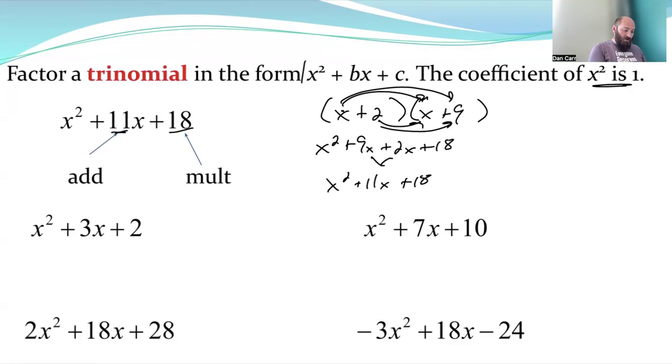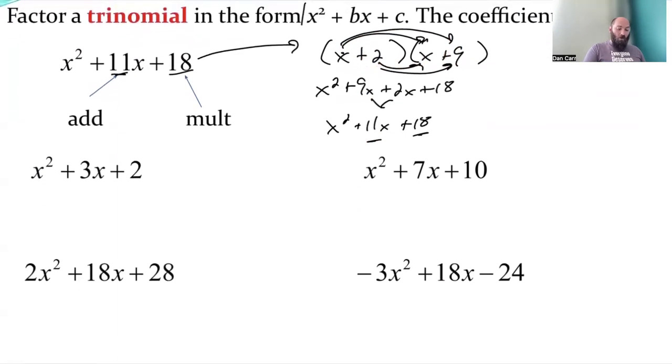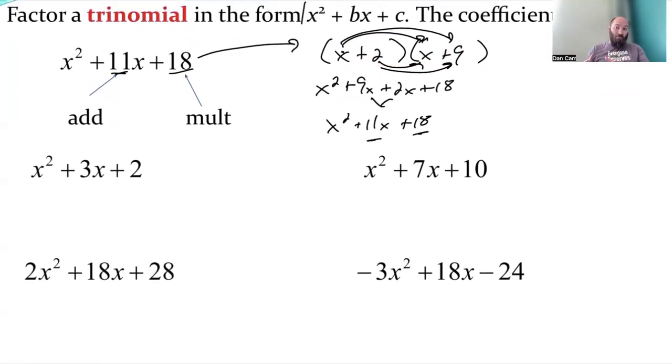Notice if I'm trying to turn this into this, where did these numbers come from? The 11, the 18. 18 comes from the multiplication of 2 times 9. That's where this is. 11 comes from the fact that it's 2x and 9x, but then they add together to get to this. So anytime we do these as the shortest version of it, we're just simply looking for what multiplies to that C term, and what adds to B.